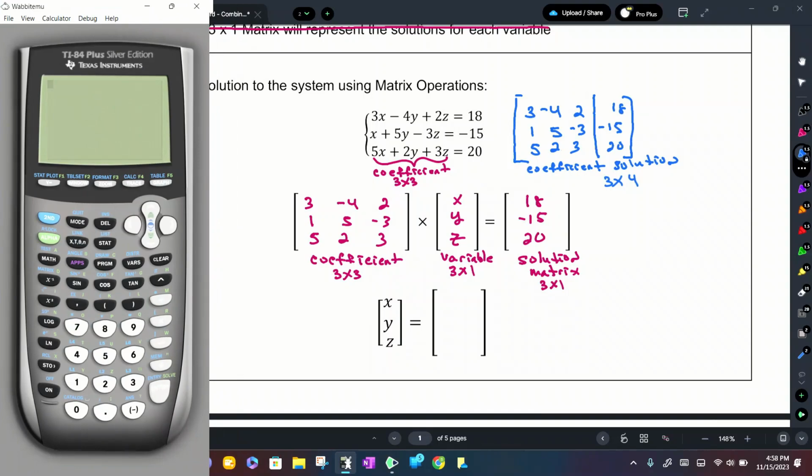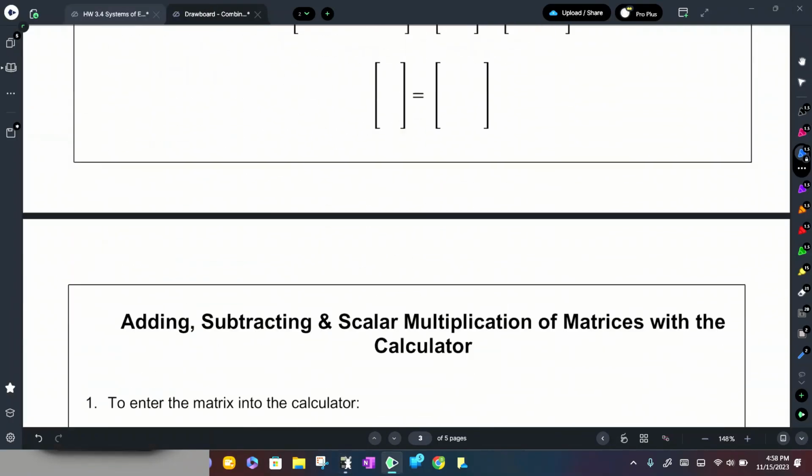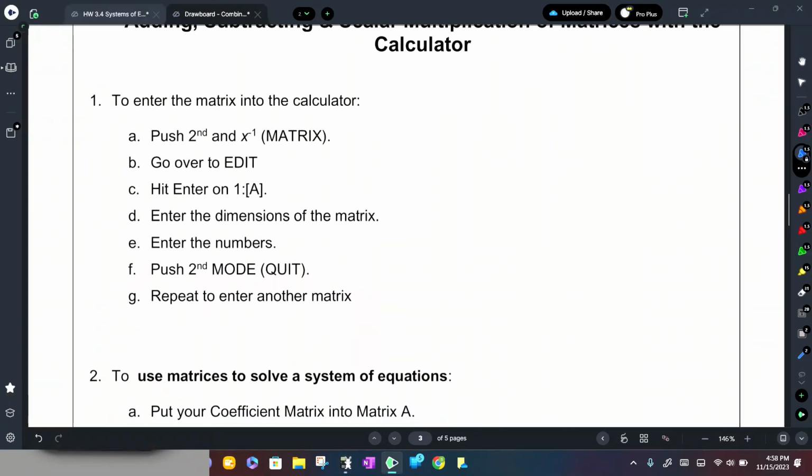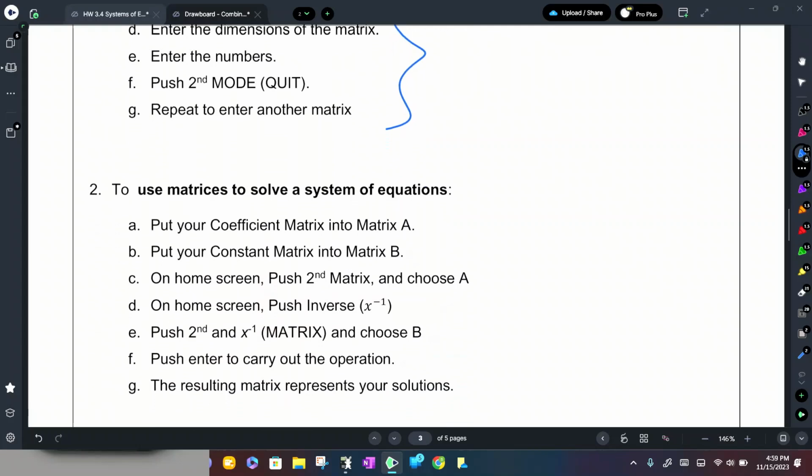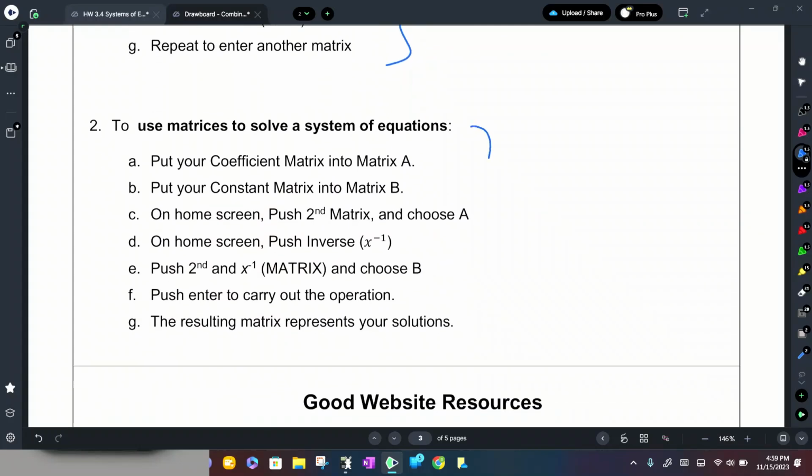To put this in your calculator, the notes that you have right here are good, like this first step. Step 1, A through G, we're going to do all that. We are going to do this part differently. Part 2 is going to have different directions. You can try to do this part 2 or not, but I have a much easier way to do this than doing all this business.